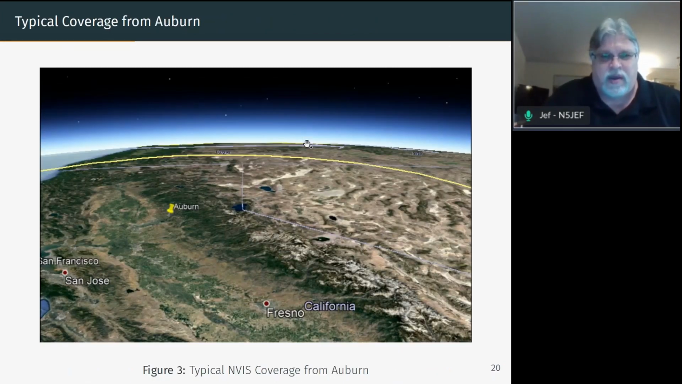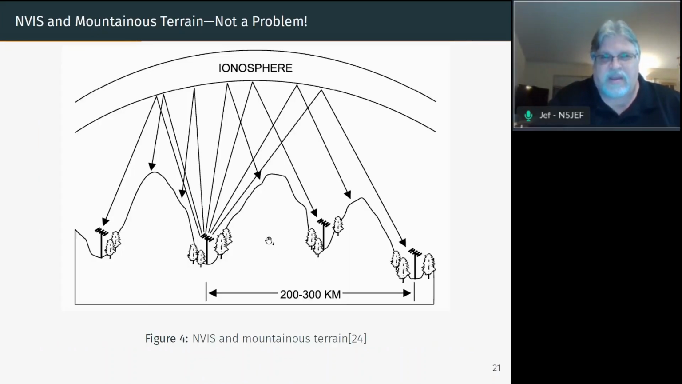Here's a kind of a picture showing with the center in Auburn, the kind of range that you could reliably expect all the way up past the state of California line. And this is conservative. It can easily go further, but this is maybe true NVIS. Well out into Nevada and in the south all the way down to the bottom of California. Again, a picture of the propagation showing the independence from terrain features.